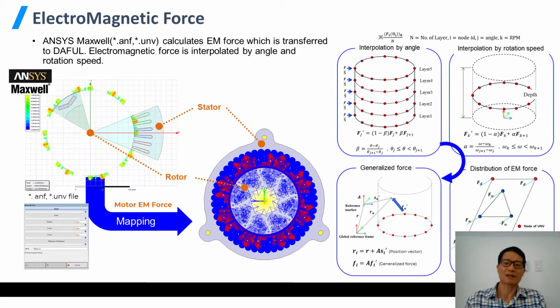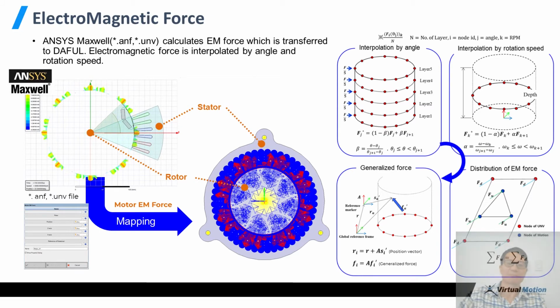These are produced by ANSYS Maxwell. And also the mesh of ANSYS Maxwell and the mesh of Tuple are generally different. So we need a mapping algorithm which maps the table obtained from ANSYS Maxwell to be used in the Tuple transient time domain analysis.